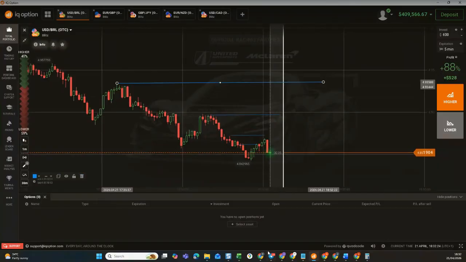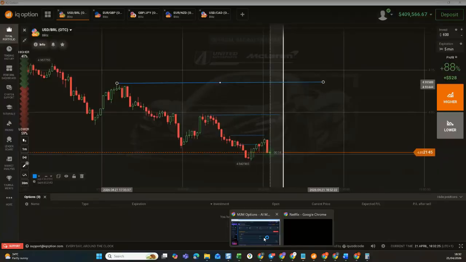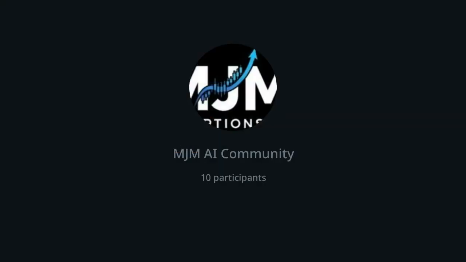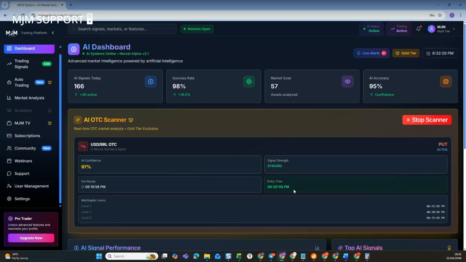So for the moment you have the pair, you have the direction, and the direction is puts, that means sell. You need to sell on every one of these levels if you are going to be using them. But the moment I win here, I go to the next signal. So that's basically how it is.